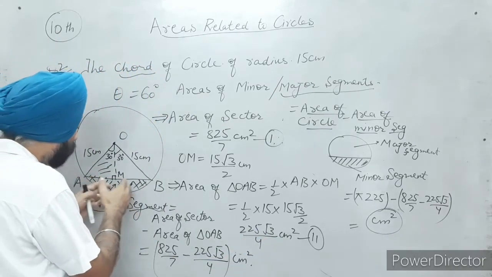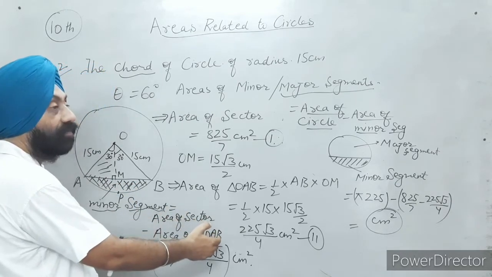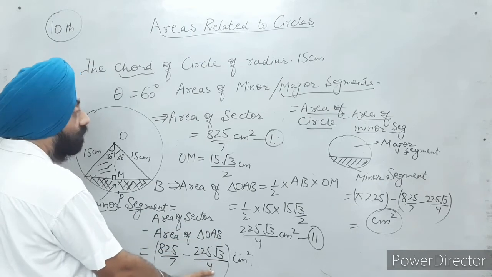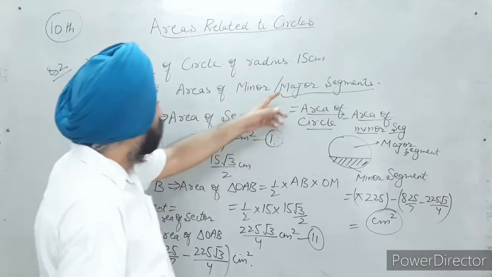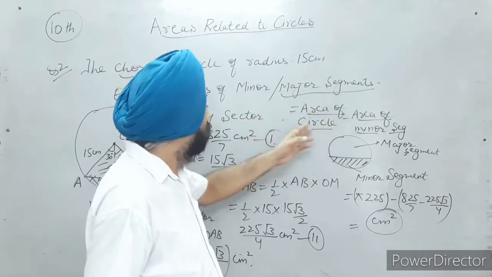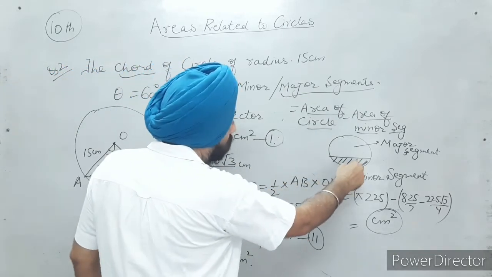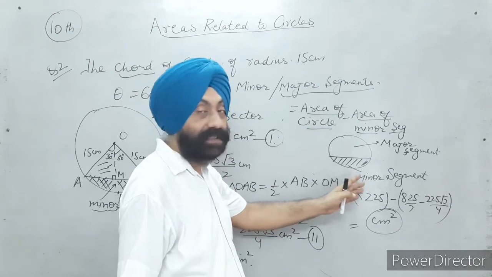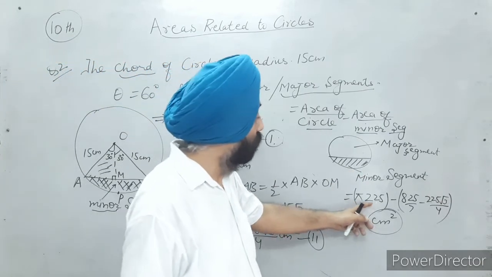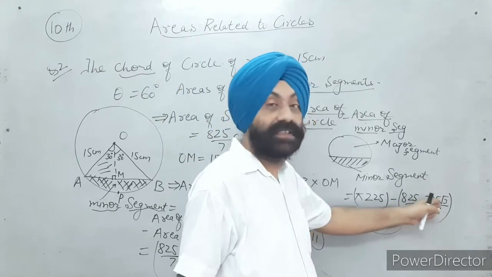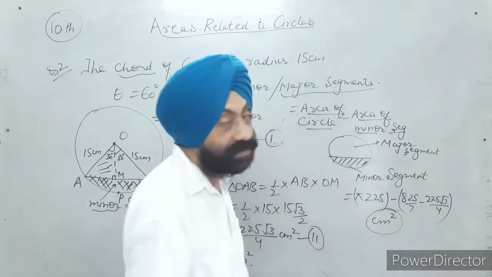Now I needed the area of the minor segment, that is area of the sector minus area of triangle OAB. I get this value. This was the area of the minor segment. I also need the area of the major segment. Okay, that is area of the circle, full circle, minus area of this minor segment. So area of the circle is pi r square. Radius given is 15 centimeter. That comes out to be 225 pi minus this, that is the area of the minor segment. I get the answer required in centimeter squares.